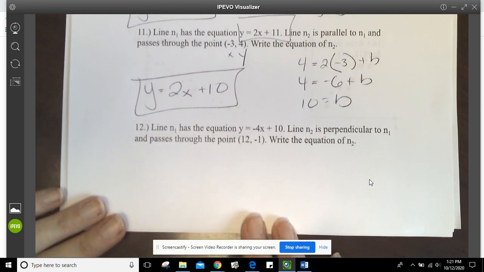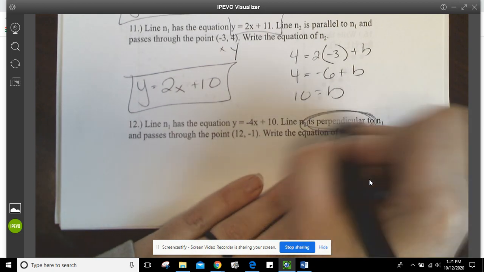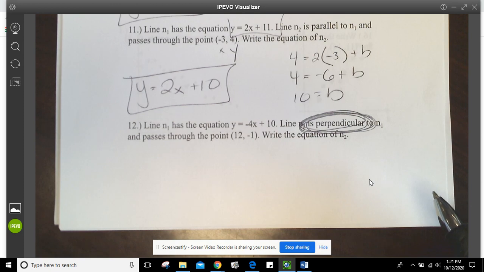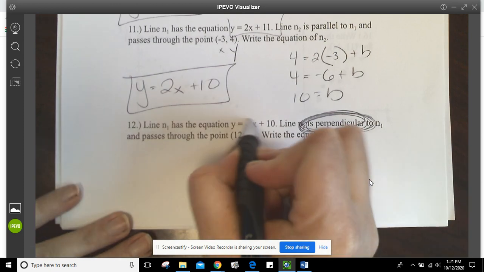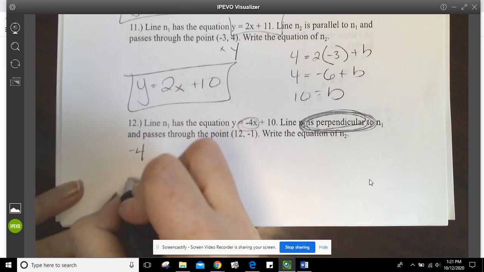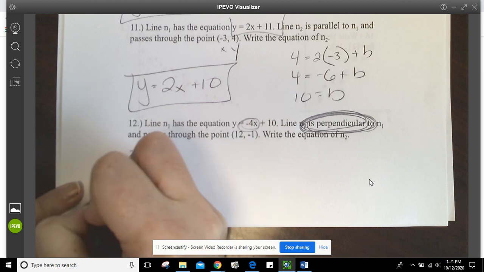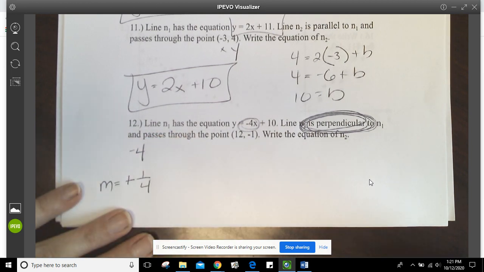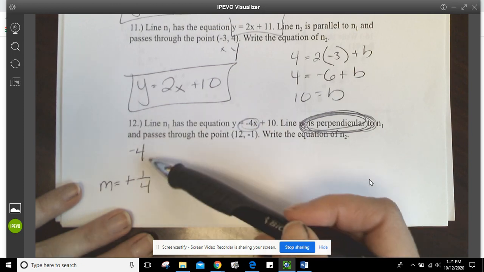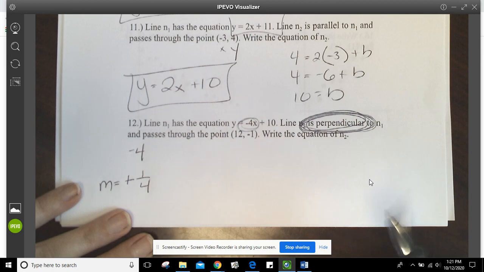The only difference between 10, 11, and 12 is if you look at number 12, it says the word perpendicular. So perpendicular means that the slope is opposite reciprocals. So my slope here is negative 4. So the opposite of negative 4 is positive, and then reciprocal is 1/4. So my slope is actually going to be positive 1/4 because I'm making it perpendicular. So if lines are perpendicular, make sure the slopes are opposite reciprocals.